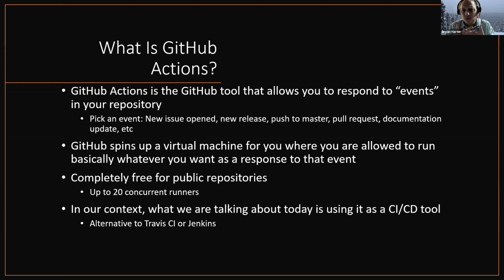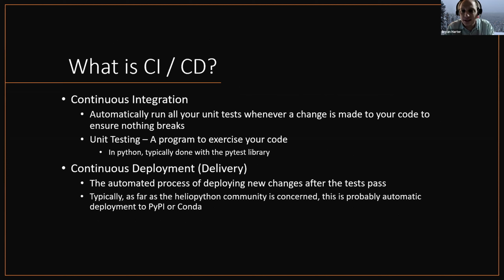As I said, what we're going to be talking about today is using GitHub Actions as a continuous integration and continuous development tool, as an alternative to Travis CI or Jenkins, if you are familiar with those. So just so we're all on the same page, what is CI and CD? CI stands for continuous integration. It's basically where you automatically run all of your unit tests whenever a change is made to your code base to ensure that nothing breaks. And unit testing, just so we have the definition out there, is a program that you wrote to exercise your code to test it. Typically in Python, those unit tests are run with the PyTest library.